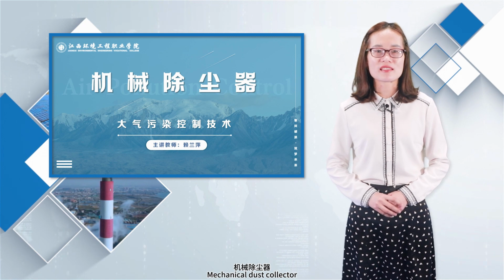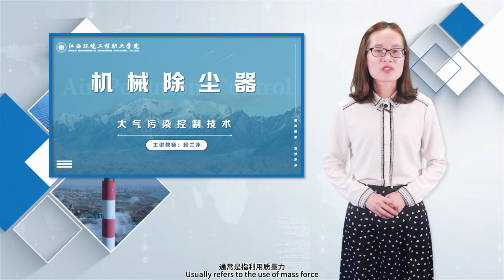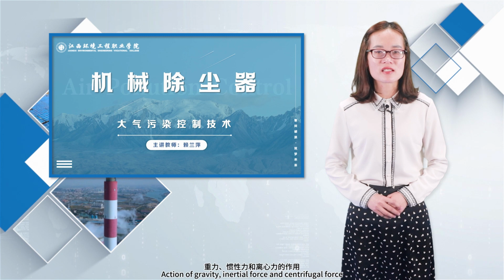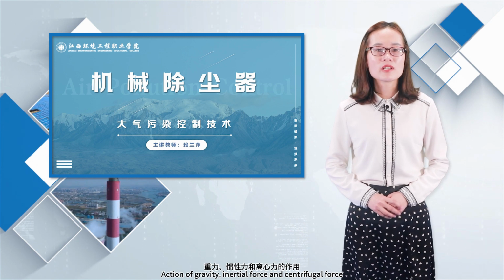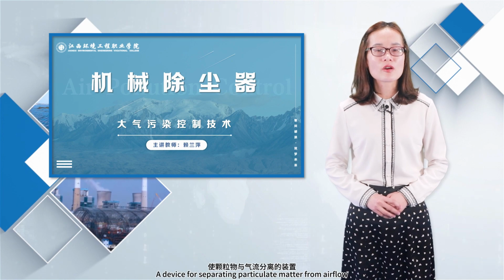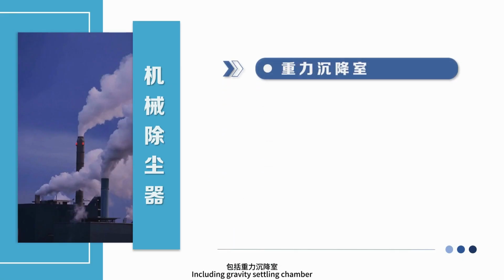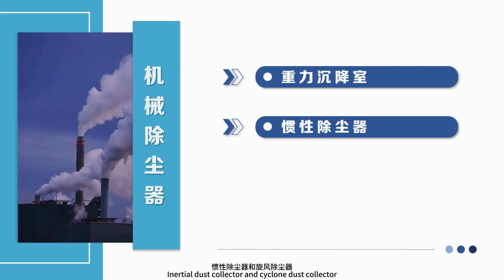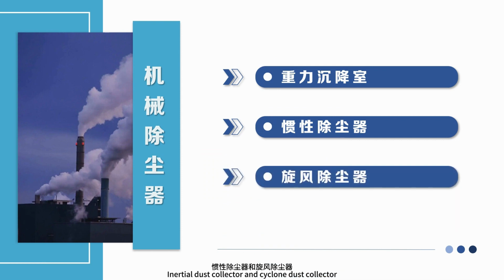Mechanical dust collector usually refers to a device that uses mass force, the action of gravity, inertial force and centrifugal force to separate particulate matter from airflow, including the gravity settling chamber, inertial dust collector and cyclone dust collector. I will mainly explain it from the following three aspects.